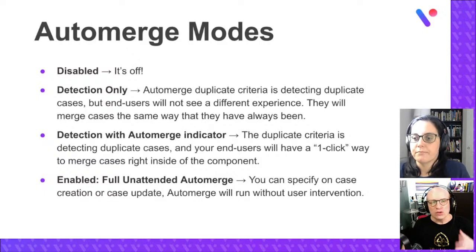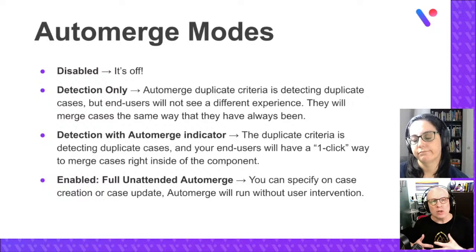Got it. So if you're trying to roll things out, you might want to start people in detection only because you're testing stuff. You're not ready for people to know that Automerge is even in their experience. You don't want to do any end user training. Cool. So that's different than detection with Automerge indicator.